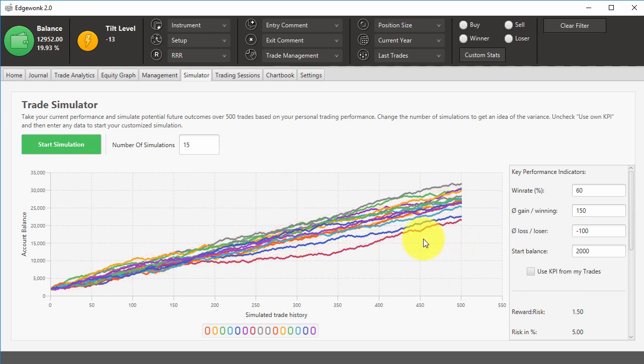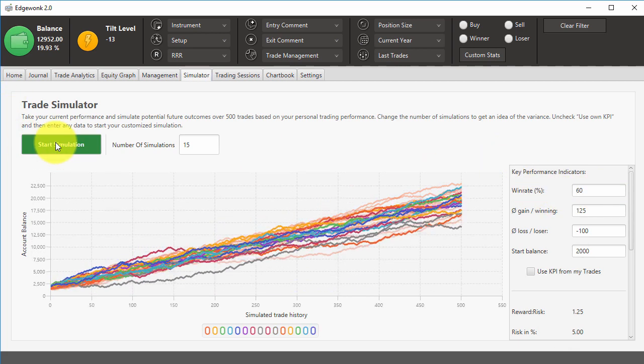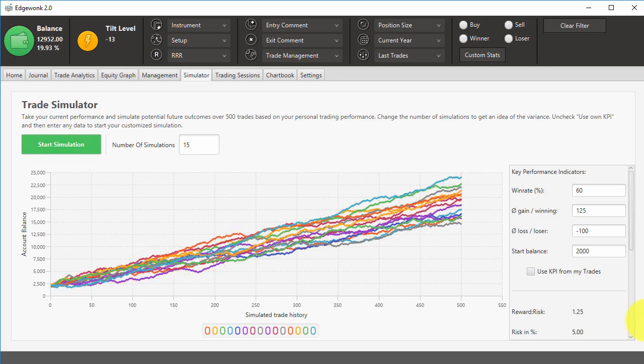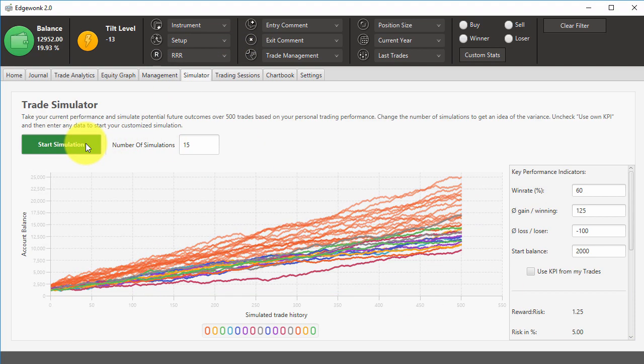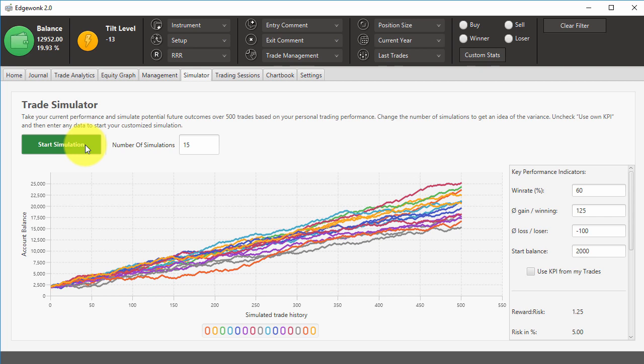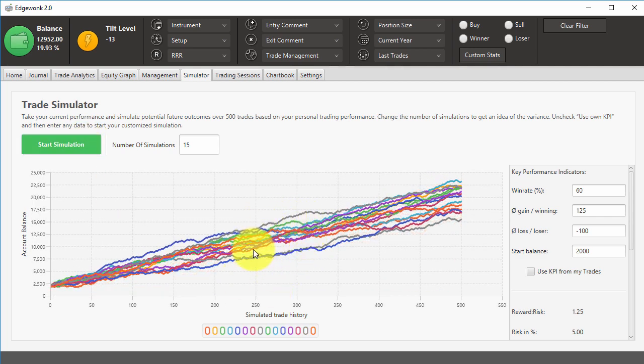Now let's do another change and see how a different reward to risk ratio impacts trading performance. As we learned in the previous lesson, with a reward to risk ratio of 1.25, you only need a win rate of 44% or higher to trade profitably. Here we have a 60% win rate, so we are way above this threshold, but let's see what happens now after we have changed the reward to risk ratio. The risk is constant, and you can already see that the fluctuation is much higher now.